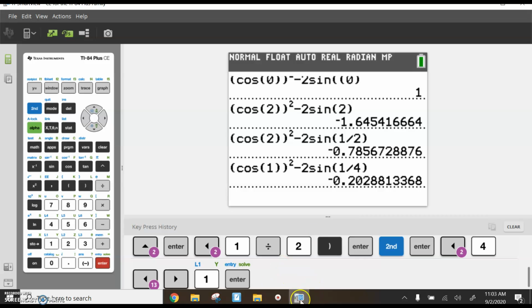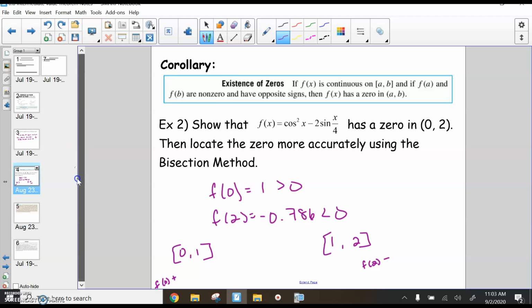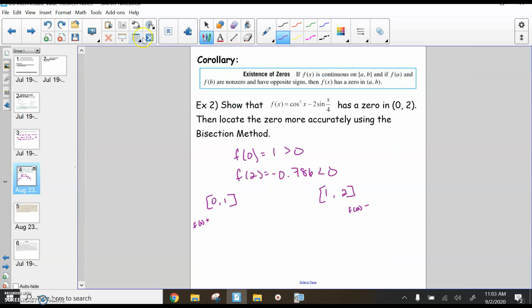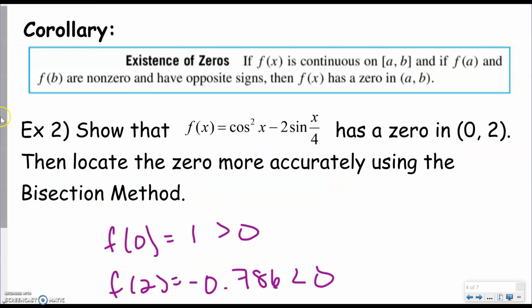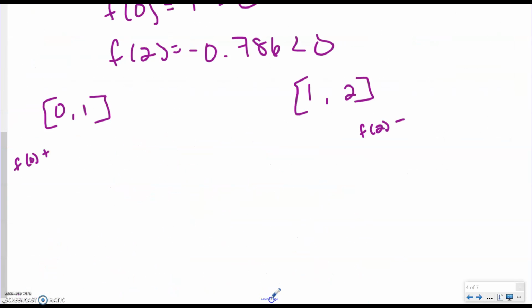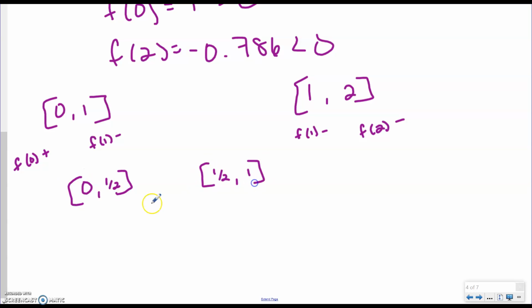So at 1, we have a negative. I'm going to flip back here, scroll down a little bit and extend my page. So that means that f of 1 was negative and f of 2 was negative. Because these are both negative, we can't guarantee there's a 0 here, but because one's positive, one's negative, we're going to split this in half again. So we're going to go from 0 to 1/2, and then from 1/2 to 1. So we know that this is positive and this is negative.